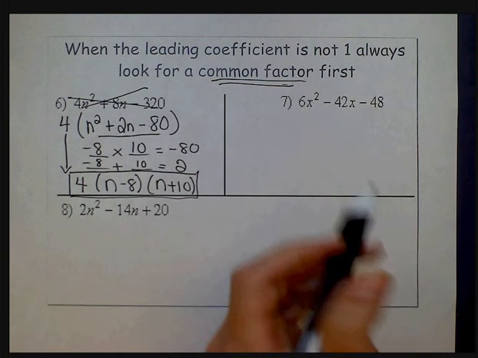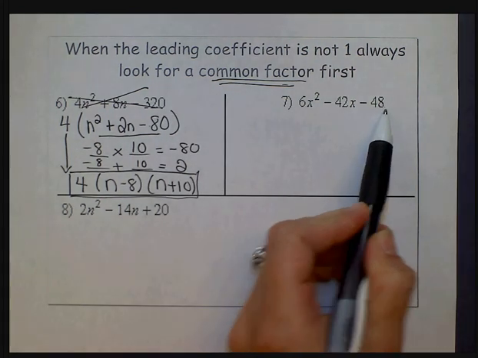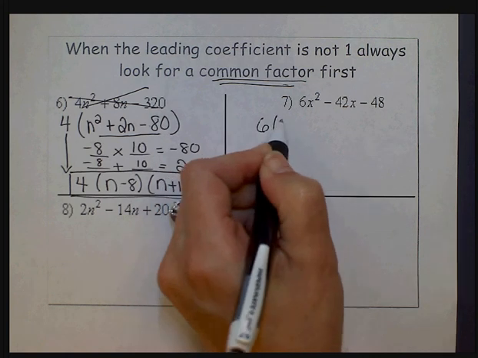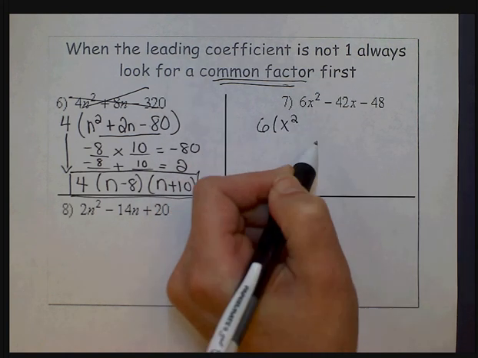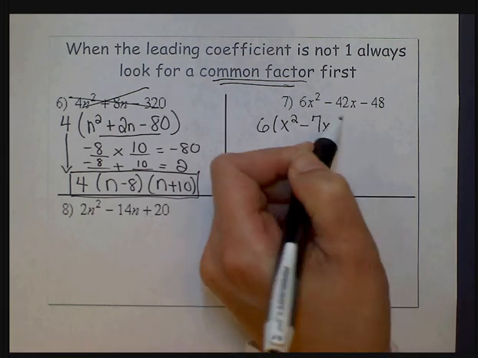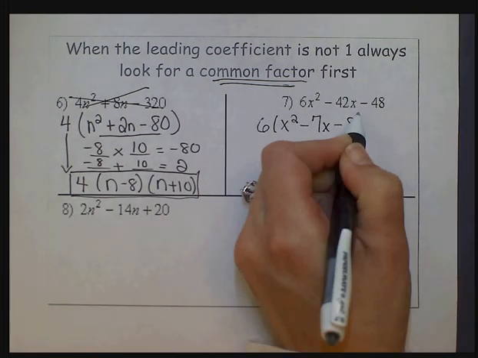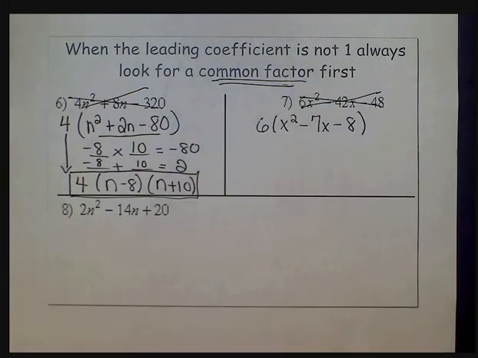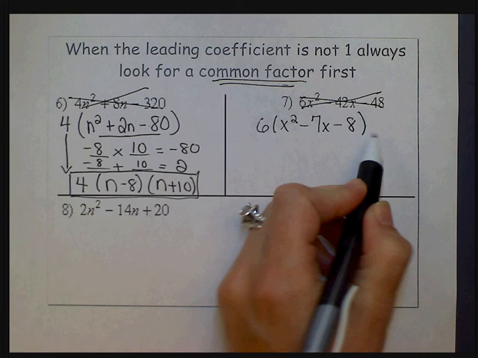So number 7, we got 6, 42, and 48. 6 divides all 3 of those, so I'm going to pull the 6 out in front. And I'm left with x squared. 42 divided by 6 is 7, so a negative 7x. And 48 divided by 6 is an 8, so minus 8. Now remember, now I'm going to disregard that trinomial and I'm going to use these numbers to factor.